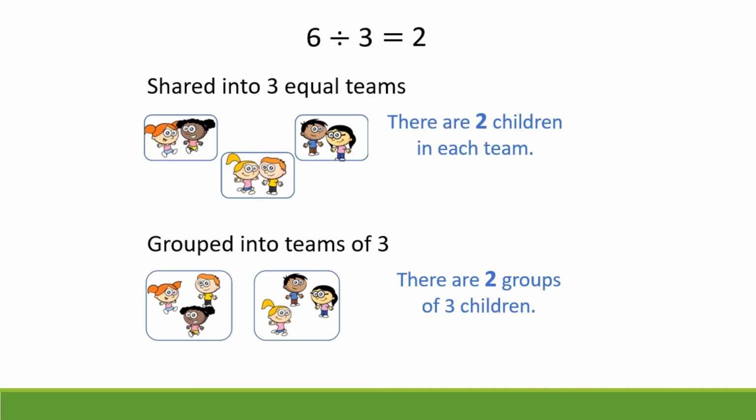When the 6 children divided themselves into 3 equal teams, there were 2 children in each team, if you can see. And when they grouped into teams of 3, there were 2 groups of 3 children. And you can see the division sentence there. 6 divided by 3, or 6 shared by 3, equals 2. And you can see that is the sign, the symbol for division.